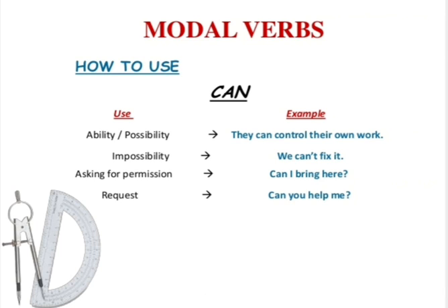Asking for permission. Can I bring here? So we are asking permission. So the helping verb comes before the subject. We have used an auxiliary modal verb, so it will come before the subject and it will be a question, and here we are asking permission. Can I use your phone? Can you help me? Here it is a request. So for ability, impossibility, asking permission and request, we can use the modal verb can.